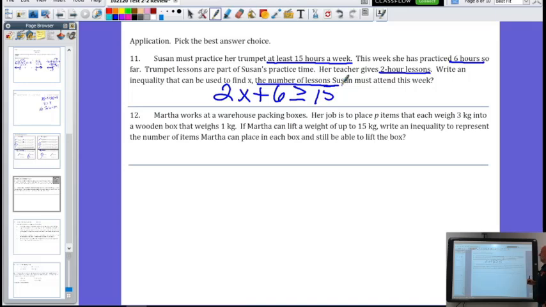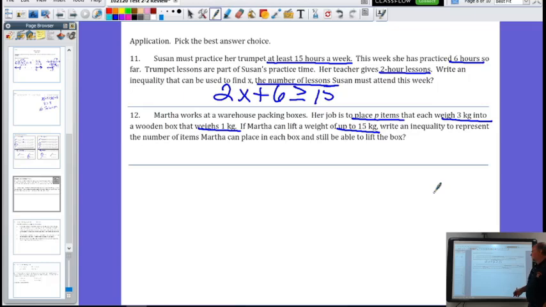Number 12, Martha works at a warehouse packing boxes. Her job is to place P items that each weigh 3 kilograms into a wooden box that weighs 1 kilogram. If Martha can lift a weight up to 15 kilograms, write an inequality to represent the number of items Martha can place in each box and still be able to lift the box.